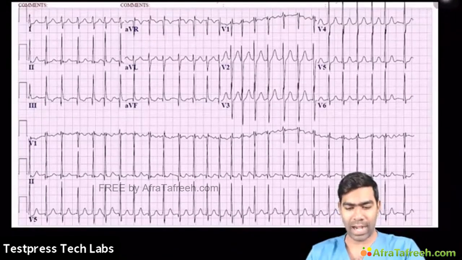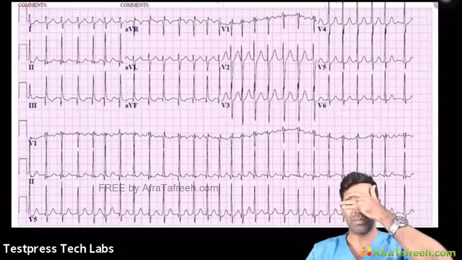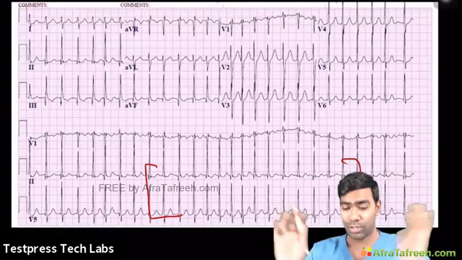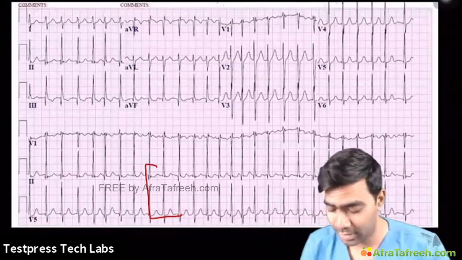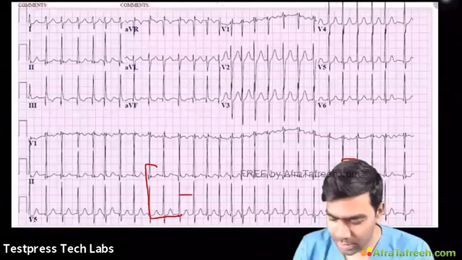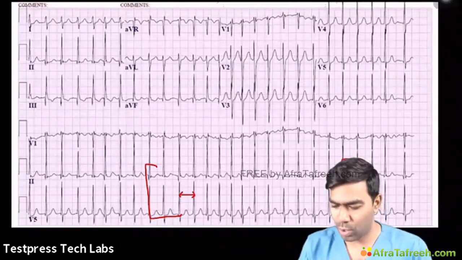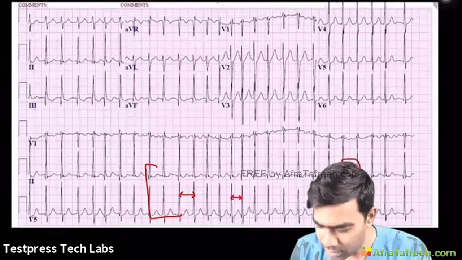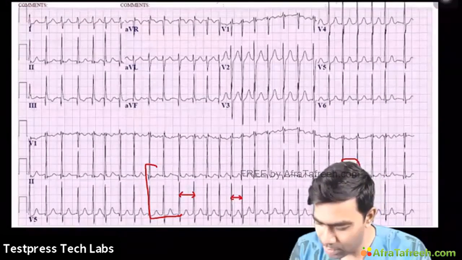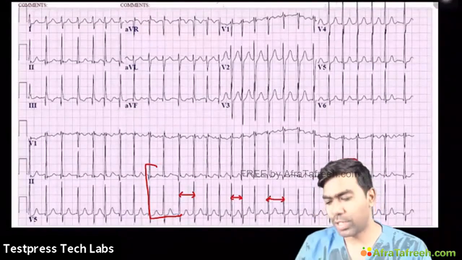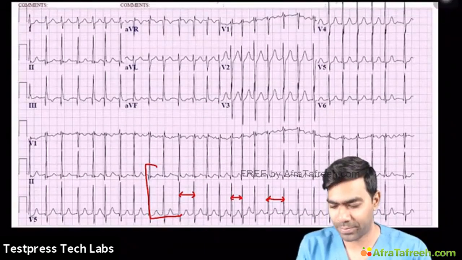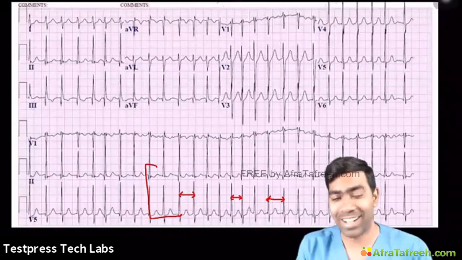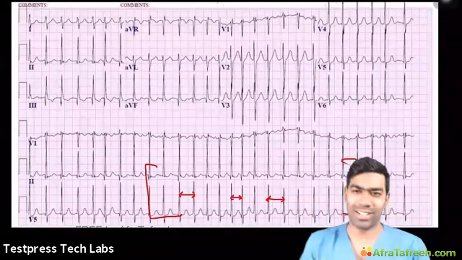So take from here, randomly I'm choosing. I'm closing my eyes and choosing from here, probably to here. So just see the 10 beats, nothing else. See the distance here, and here, and here. Do you think now it is regular or irregular? Irregular or regular? Of course it is irregular.